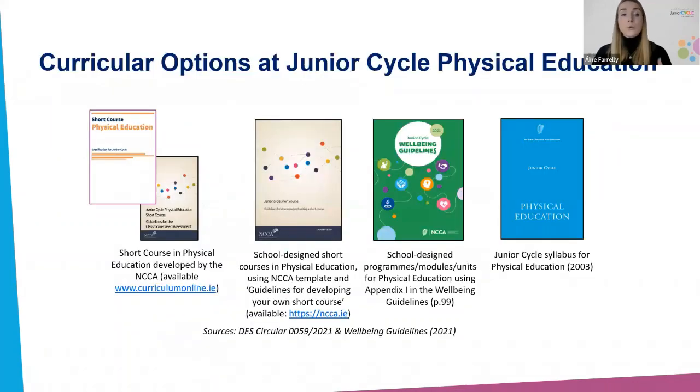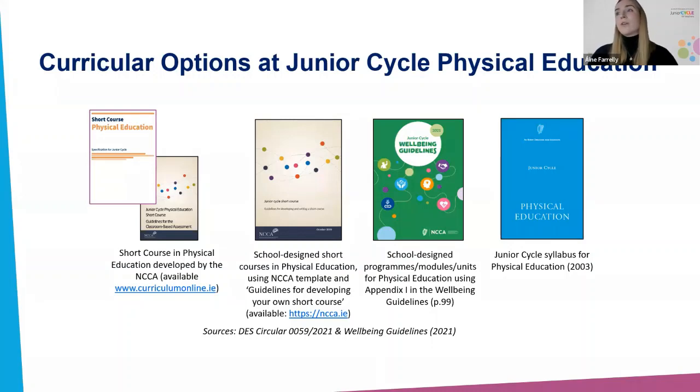So it's important to acknowledge where we're at in terms of our various curricula at Junior Cycle for PE. As you know, there are currently four curricular options for physical education at Junior Cycle. Circular 59/2021 gives us our most up-to-date guidance on this area. Now, we do expect this to change. We expect that there will be a new circular, more than likely in November. But at the moment, Circular 59/2021 is our most up-to-date guidance.